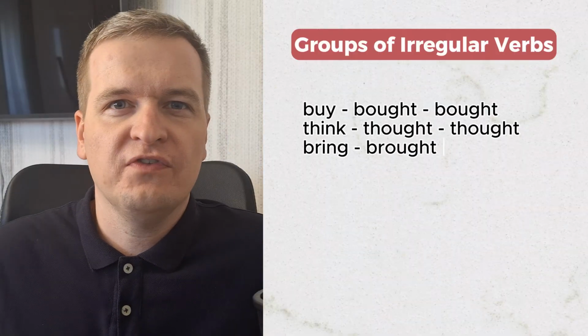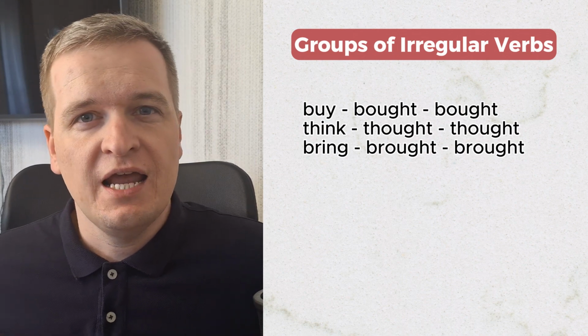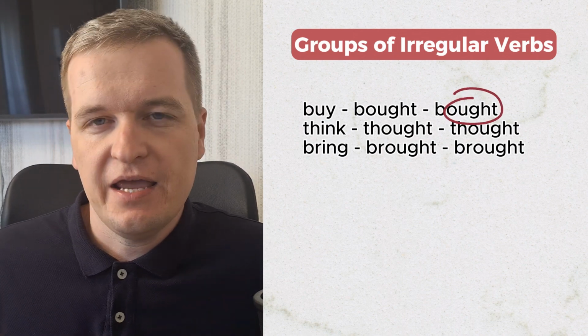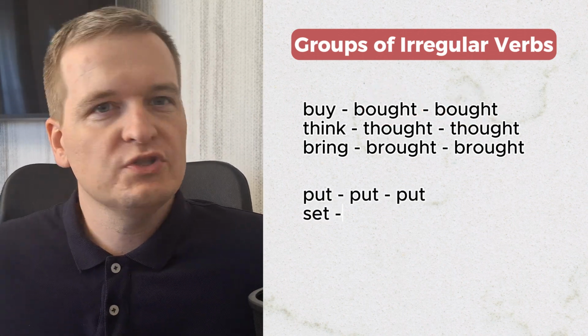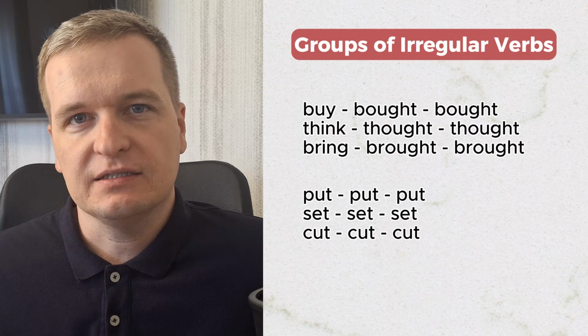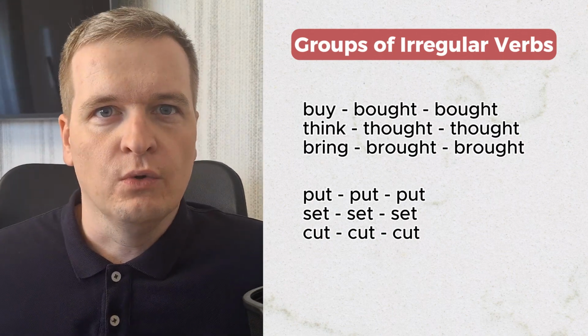They group them into sets of words with similar endings. You may have seen this: buy, bought, bought, think, thought, thought, bring, brought, brought. So they will group these words according to the endings they get in irregular forms. And then also put, put, put, said, said, said, cut, cut, cut. In this group, the verbs don't change in all forms.